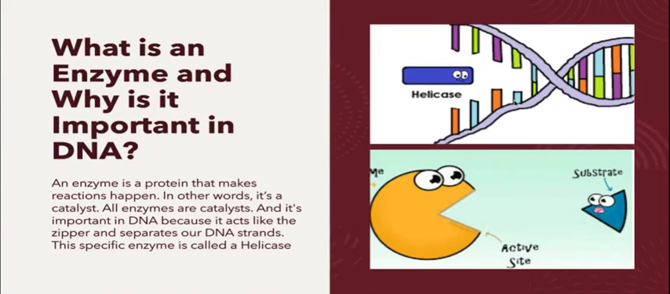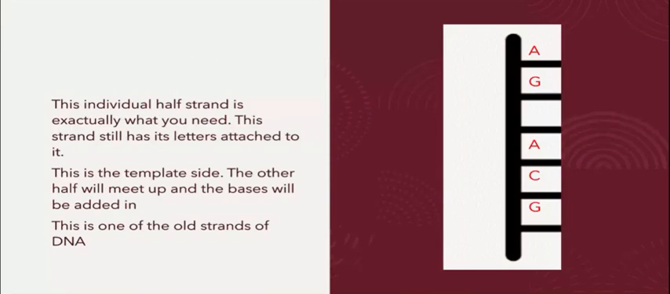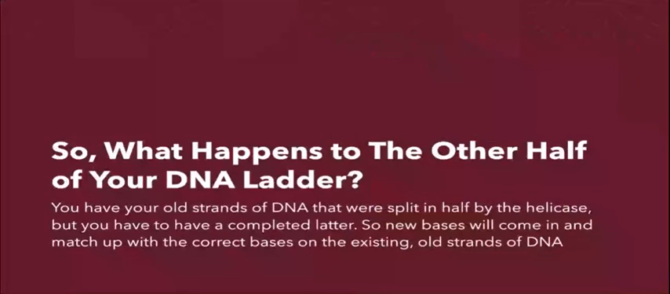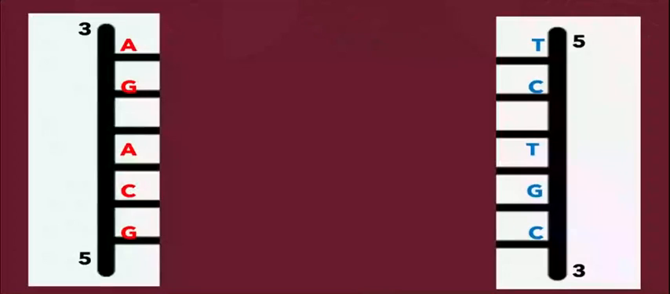But this helicase up here is very important. It's like the zipper, and it unzips your DNA strands. So like in this last slide back here, you have 2 separate sides. This is very important. So what happens to the other half of your ladder? Because obviously it's split in half by your helicase, and you have to have a completed ladder in order to have DNA. So your new bases will come in and match up with the correct bases on the existing old strand of the DNA. So you can see here we have them split in half. Now keep in mind, remember again, you have 3 and 5 on the left side and 5 and 3 on the right side.